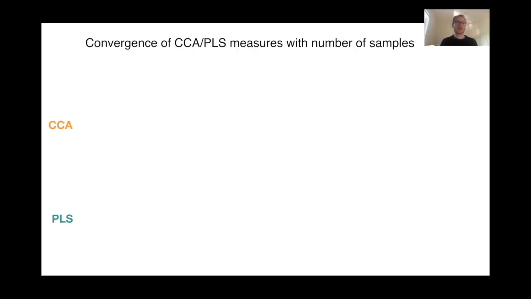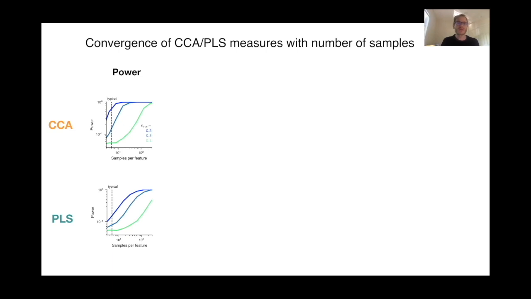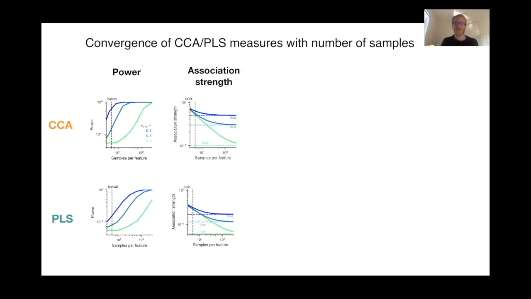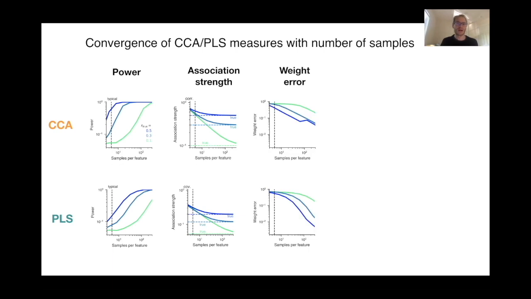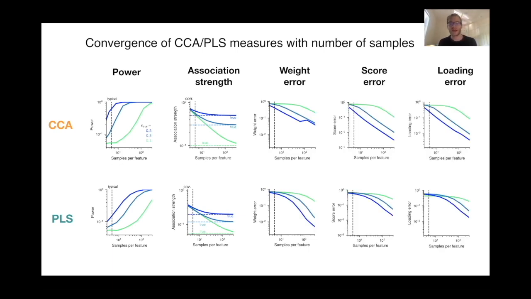We used the generative model to create synthetic data sets, performed CCA or PLS on these data sets, and compared the estimations with the true results. And to do that, we used a variety of different metrics. We used the statistical power to detect a non-zero association strength. We looked at the association strength itself, and we also calculated a weight error, a score error, and a loading error. And across all these metrics, we immediately see that sample size had a strong impact.